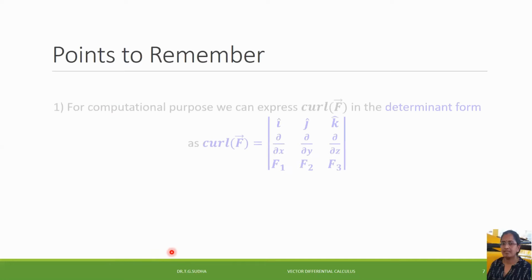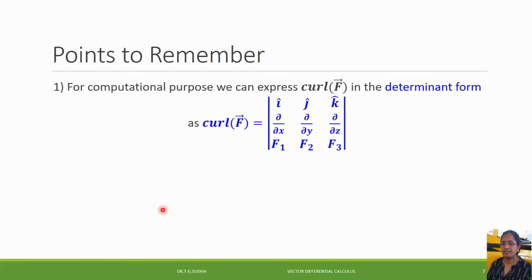Let us move on to the points to be remembered. For computational purpose, that is while calculating curl in a given problem, we can express curl of F in the determinant form as curl F is equal to the unit vectors in the first row, in the second row the components of del, and in the third row the components of the vector F given.